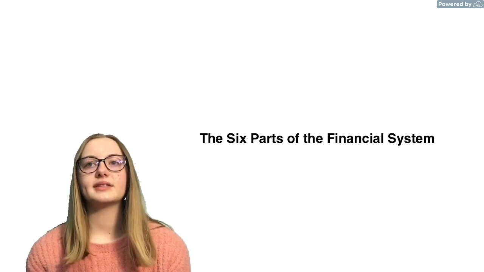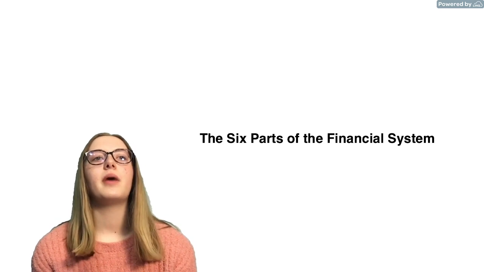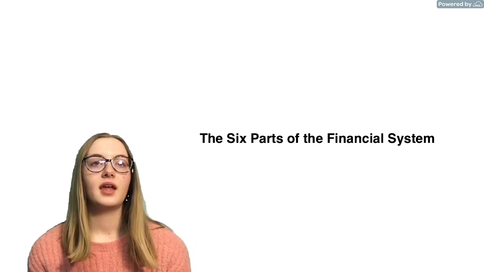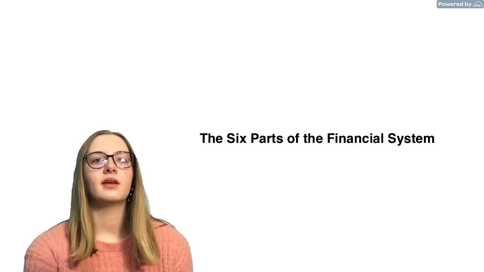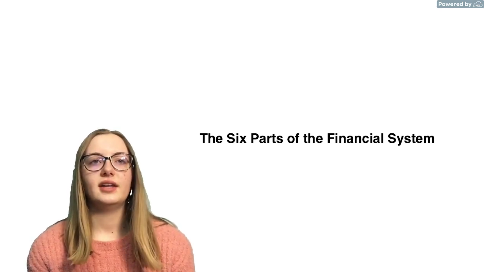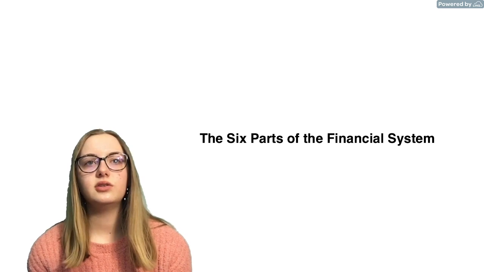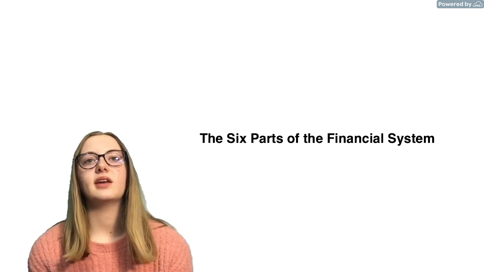Finally, central banks, the sixth part of the system, monitor and stabilize the economy. The Federal Reserve System is the central bank of the United States. While the essential functions that define these six categories endure, their form is constantly evolving.